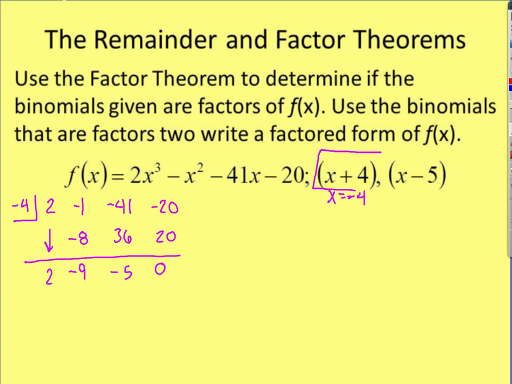So this is a factor. Since it's a factor, when we check x is 5, we do not have to go back to the original. We can take our quotient up to use for the second one. So when we check 5, we can check it against the quotient, because if it is a factor of the original, it would still be a factor of the quotient.